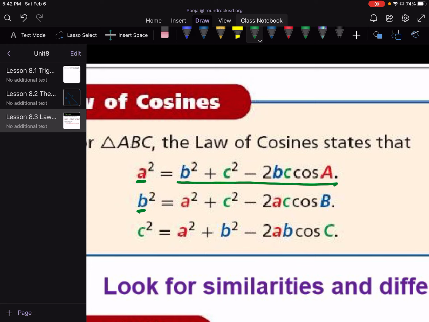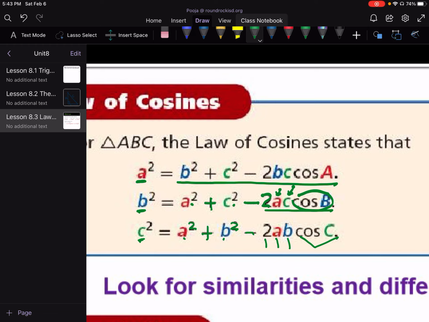Side b can be figured out by adding the square of the other two sides minus the product of all this. And what is that? The product of 2 times side a times side c times cosine of angle B. Similarly, if it is the third side, side c, that we have to find, then same formula, we would add the square of the other two sides, assuming that they're given to us, minus the product of 2 times side a times side b times cosine of angle C.